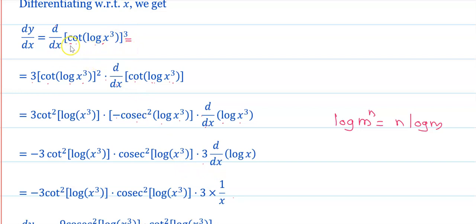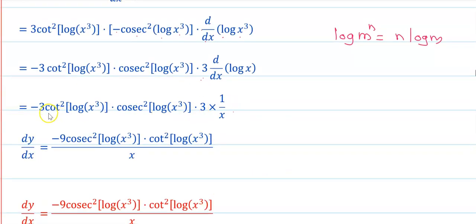मग सर्वप्रथम काय, इथे पॉवरचा डेरिव्हेटिव्ह काढणार. Then the derivative of cot, then derivative of log of x cube. Log of x cube can be written as 3 into d/dx of log of x. Okay, and lastly the simplification. That is this 3 into 3, you will get 9.